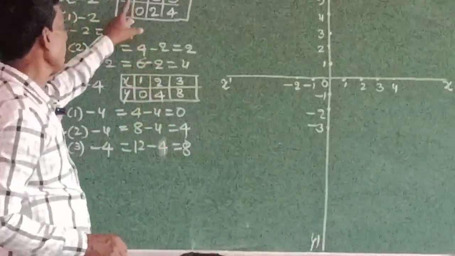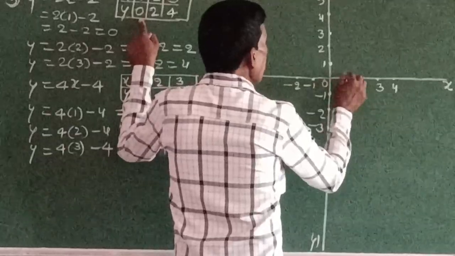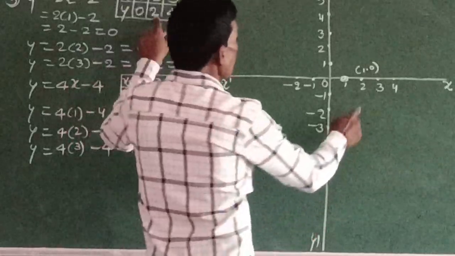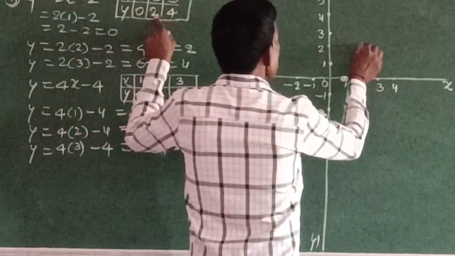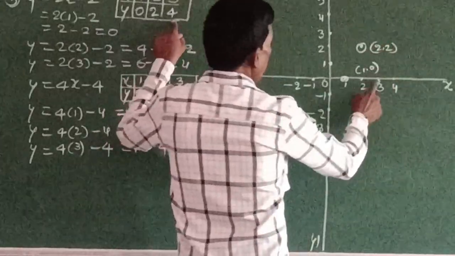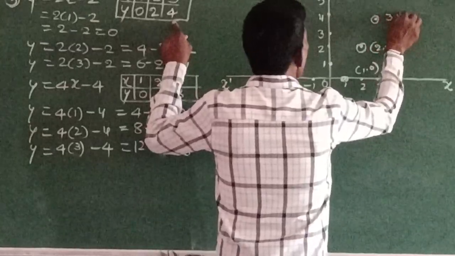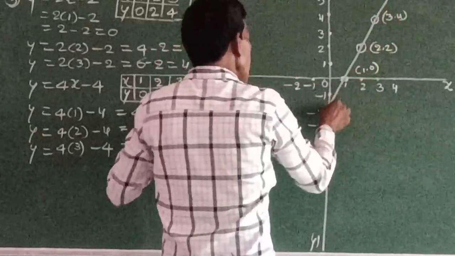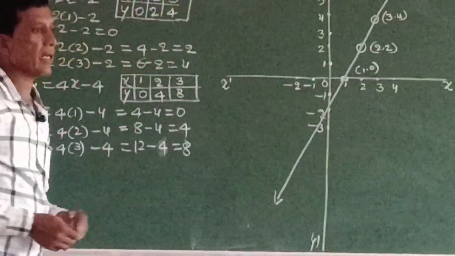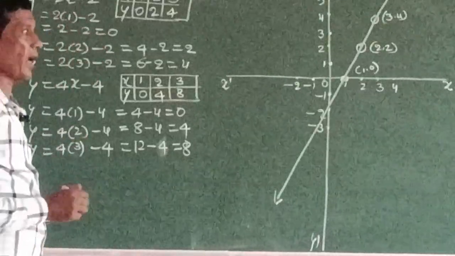For the first equation, x equal to 1, y equal to 0 is the point (1, 0). x equal to 2, y equal to 2 is the point (2, 2). And x equal to 3, y equal to 4 is the point (3, 4). Draw a line through them. That line is denoted by y equal to 2x minus 2, our first equation.